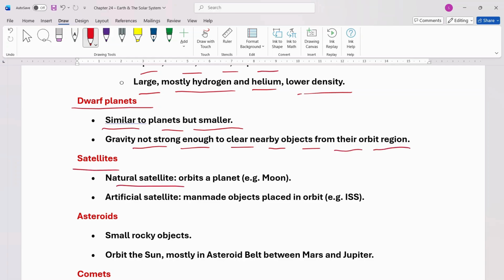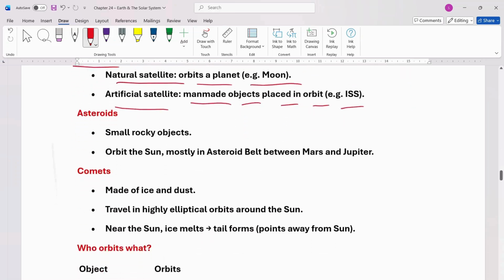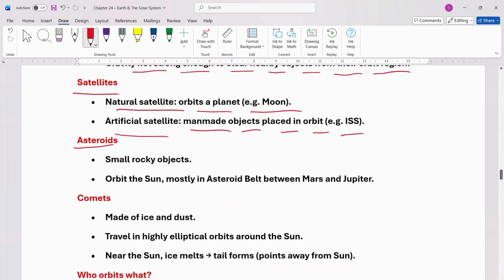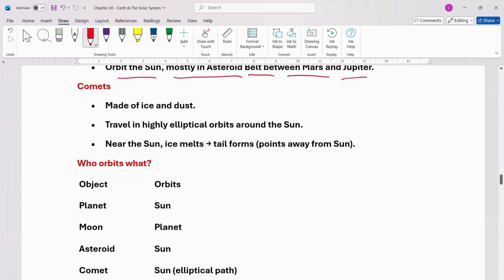Satellites: a natural satellite orbits a planet, for example the Moon. Artificial satellites are man-made objects placed in orbit, for example the ISS. Let's talk about asteroids. Small rocky objects that orbit the Sun, mostly in the asteroid belt between Mars and Jupiter. Comets, made of ice and dust, travel in highly elliptical orbits around the Sun. Near the Sun, ice melts and a tail forms pointing away from the Sun.